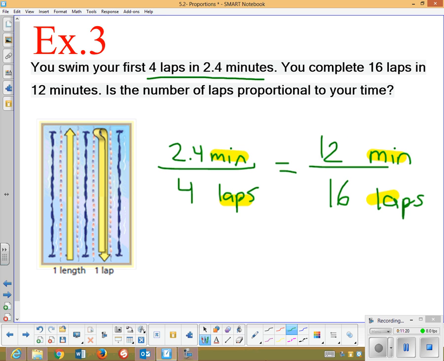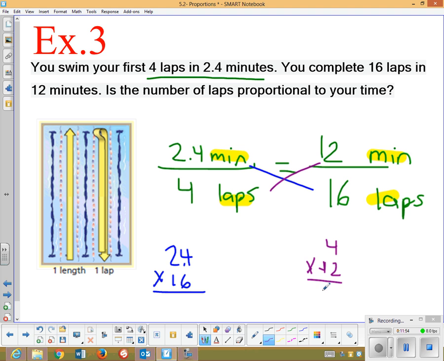So I'm going to do 2.4 times 16. And then I'm going to also do on the other side 4 times 12. Oops, that's a 12, I promise. Okay, so when I do 4 times 12, I know 4 times 12 is 48. And then when I do 2.4 times 16, that's actually not going to give me 40, but just going to give me 38.4. Now, if I compare these two values, they're not the same.